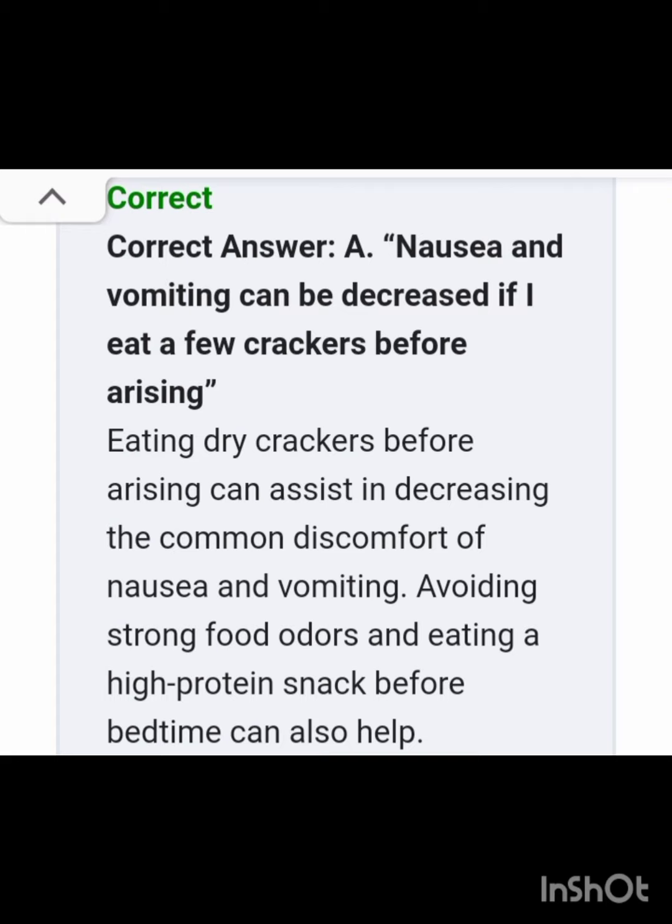Avoiding strong food odors and eating a high protein snack before bedtime can also help. For example, soya sticks, which are also dry but high in protein, and having egg or chicken is also high protein. So before bedtime, that also can avoid the chances of nausea and vomiting.